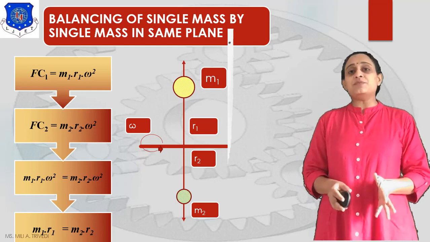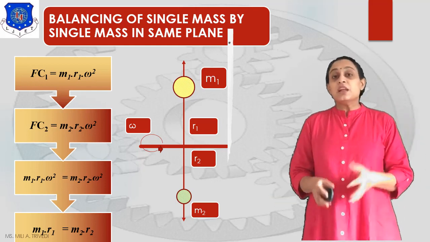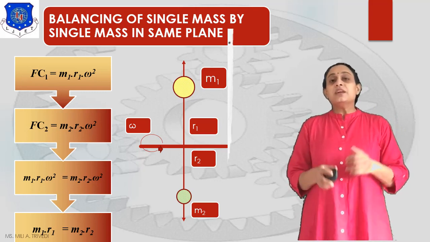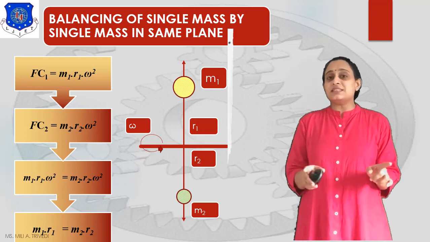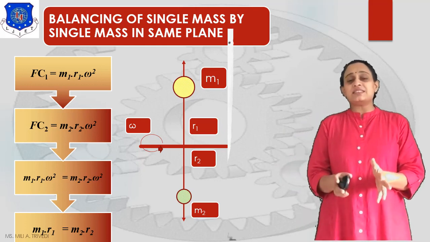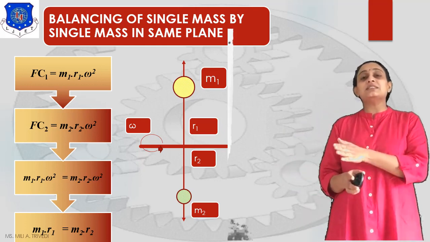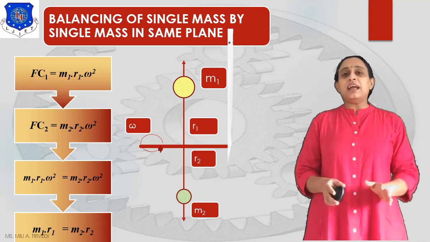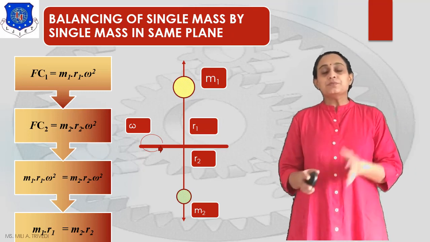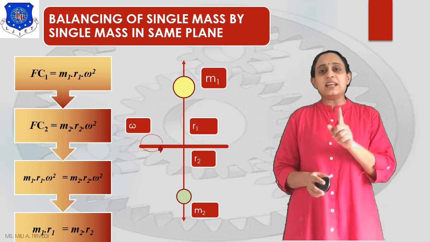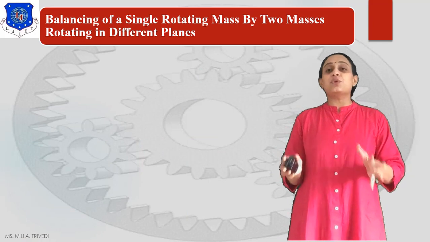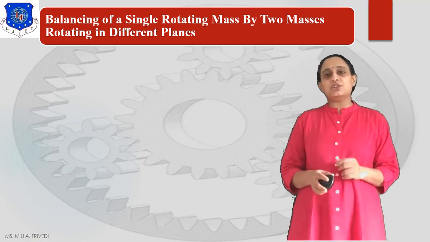Now let us consider the centrifugal force of the first mass m1. It is m1 omega square r1. The centrifugal force of mass m2 is m2 omega square r2. If this system balances itself, then Fc1 is equal to Fc2, so m1 omega square r1 is equal to m2 omega square r2, and hence m1 r1 is equal to m2 r2. So we can balance a single mass by a single mass, by balancing the centrifugal force itself.